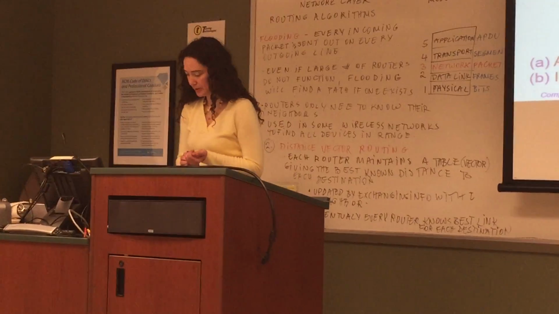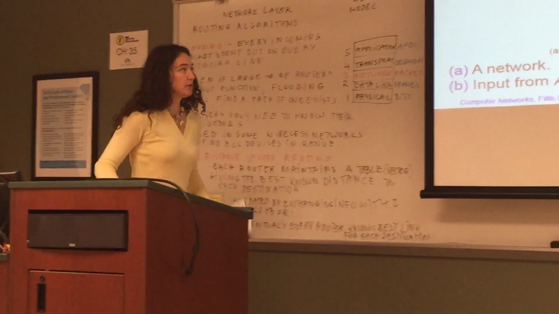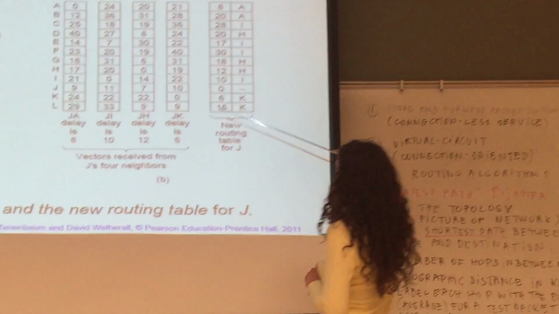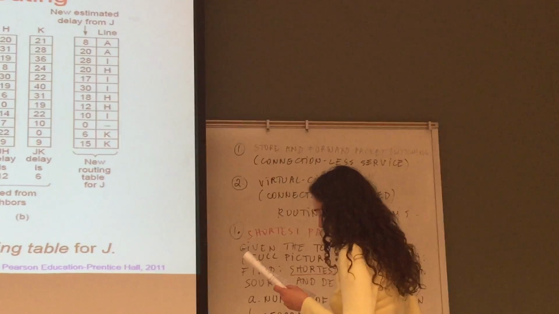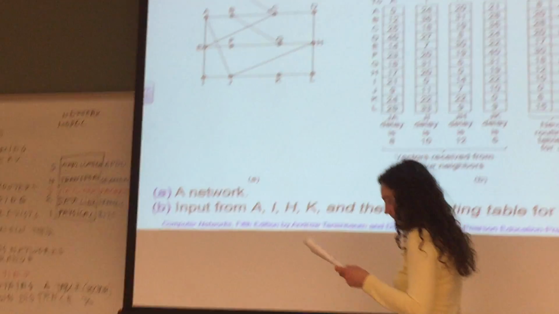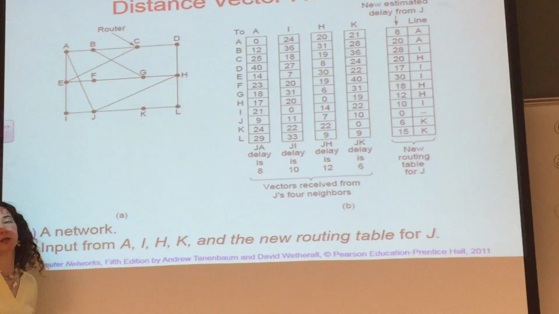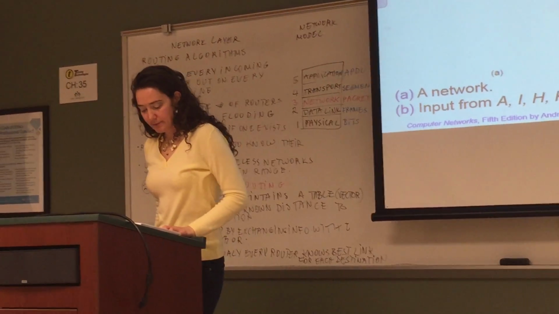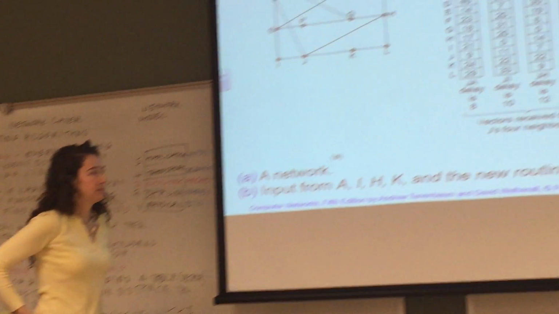So for each line in the table, there are two parts. The preferred outgoing line, right here, and the estimated distance or delay to that destination. The router knows the delay to all of its neighbors. So once it receives the distance vectors, it can perform a calculation based on its neighbors to determine which estimate is the best, and use that for the corresponding link in its routing table.